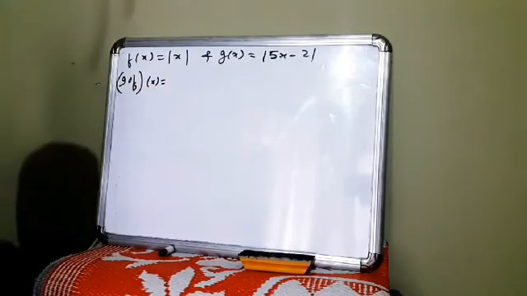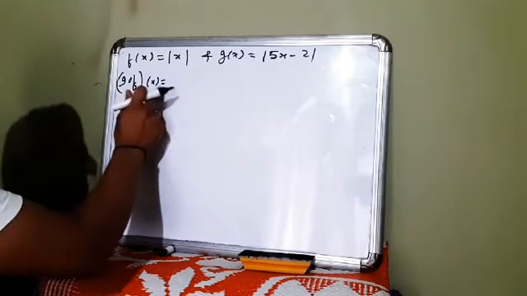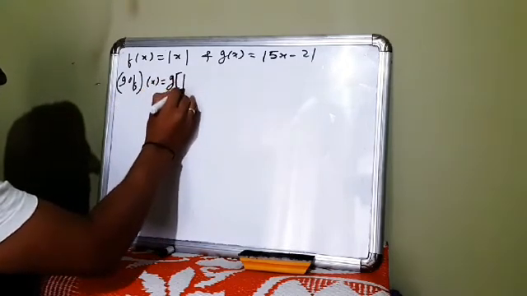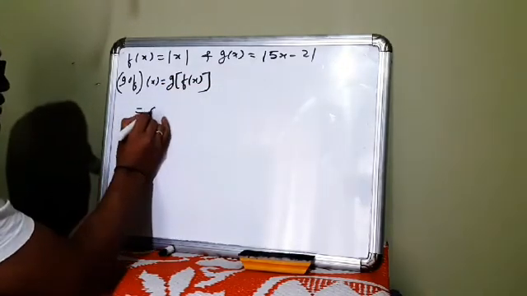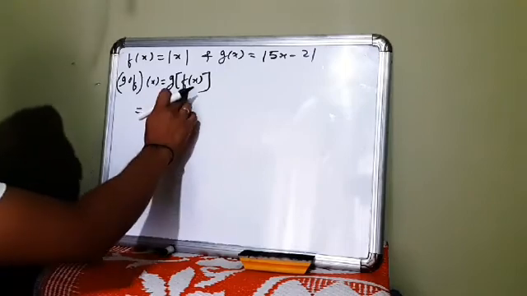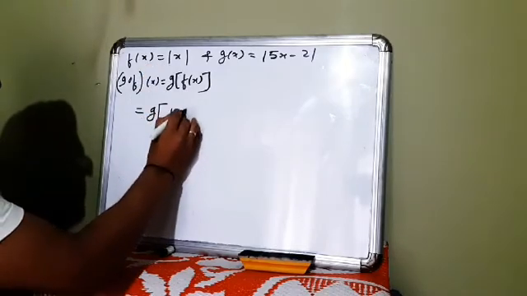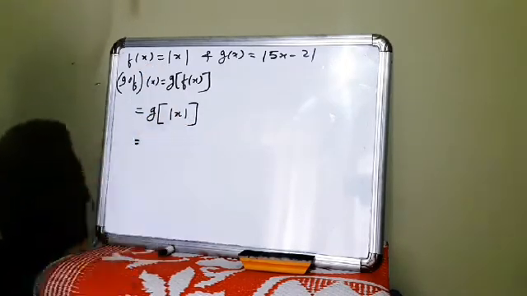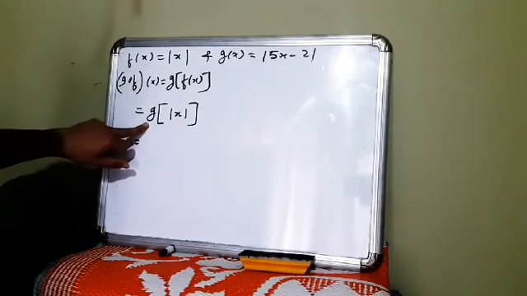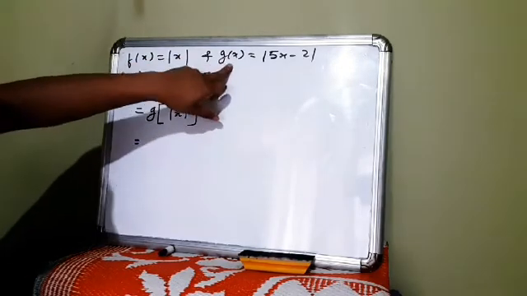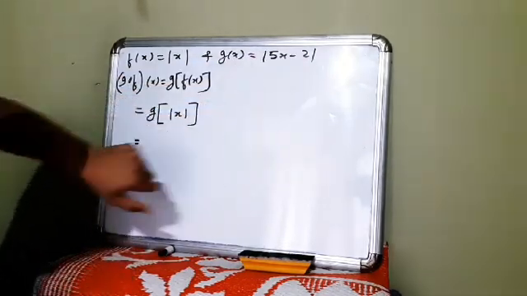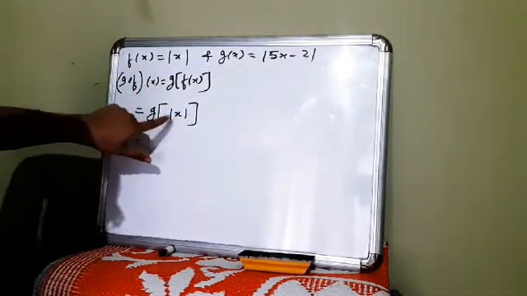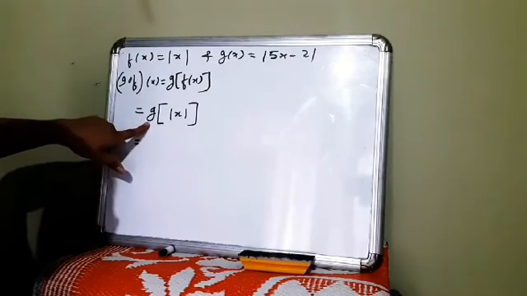So first we will find g composition f. So g composition f is equal to what? Definition: g of f of x. What is f of x? Mod x. So it is equal to, outside which function is there? The g function. But what is the g function? g of x is equal to modulus of 5x minus 2. It means this is g of mod x, but outside the g function is there.